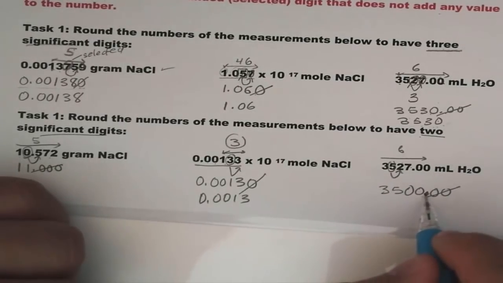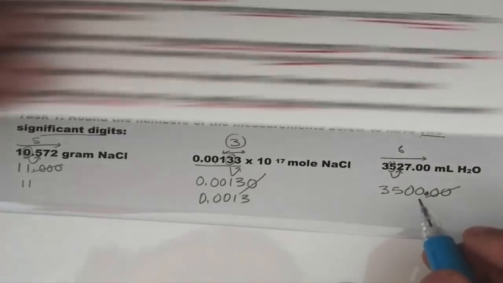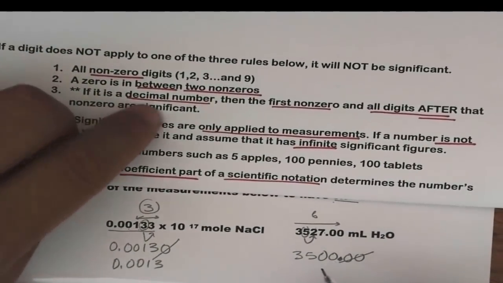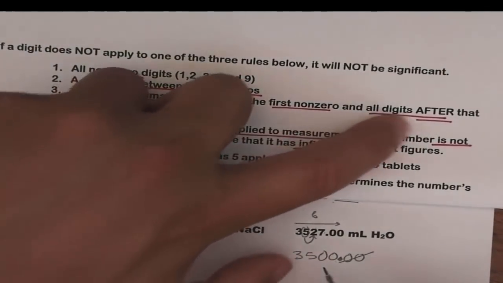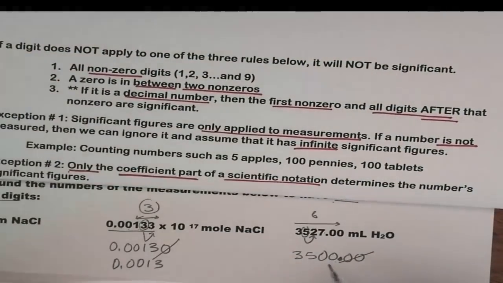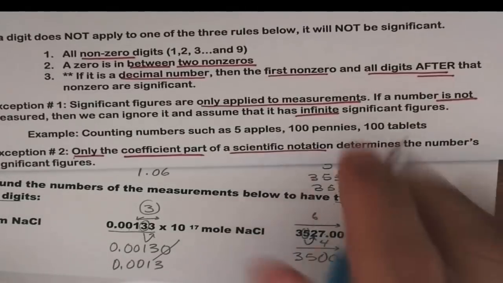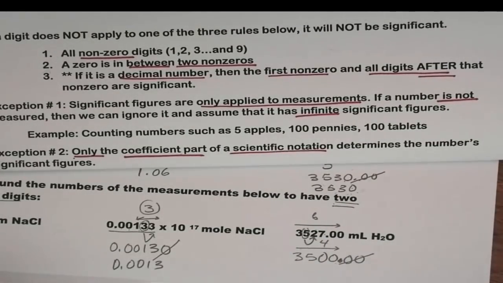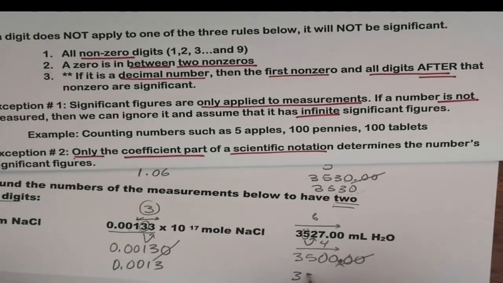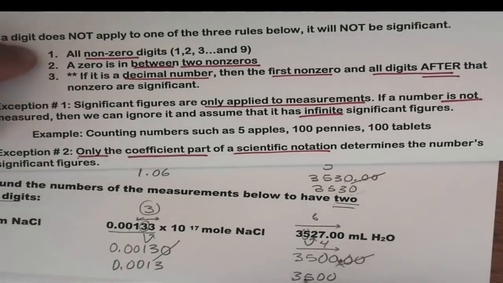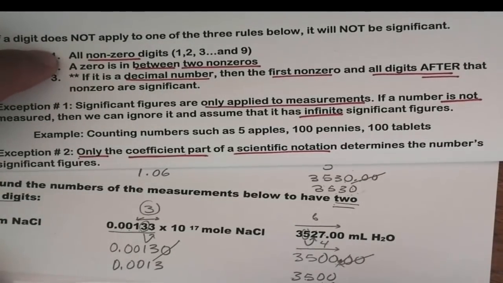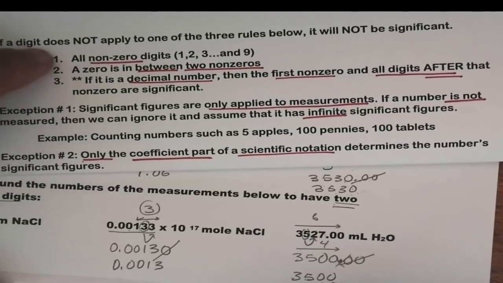If I keep that decimal, we go back to our sig fig rule. If it's a decimal, then the first non-zero and all the digits after that first non-zero will be significant. In this case, if we keep it, all of them will be significant, which gives us 4 sig fig. But we only want 2 sig fig. Let's remove that decimal. So we have 3500. That 3 is significant because of non-zero. This 5 is significant because of non-zero. But these 2 zeros are not significant because they don't apply to any of the rules above. So therefore, we keep the zeros, but we don't keep the decimal. And that is our answer.